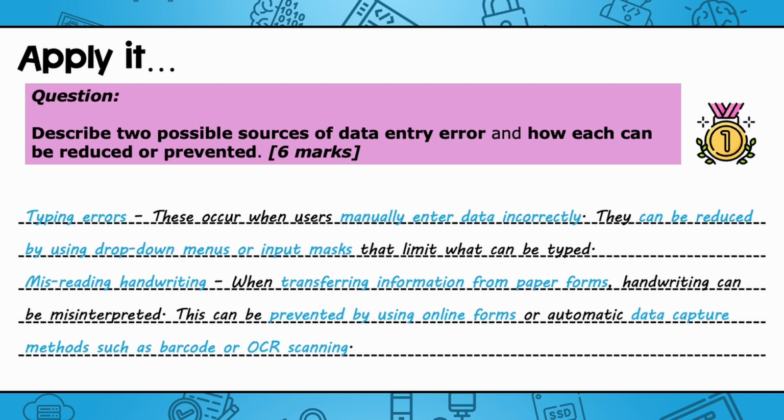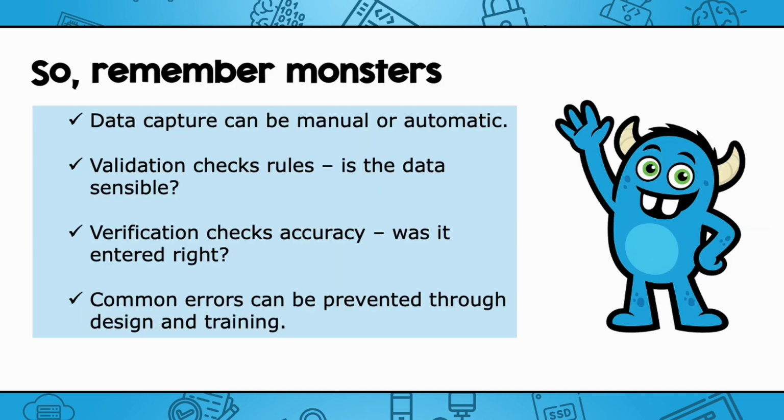Misreading handwriting, so our 4th mark, so it's our 2nd possible source of data entry error. So when transferring information from paper forms, handwriting can be misinterpreted. So there's our 2nd mark of that possible data entry one, so our 5th mark. This can be prevented by using online forms or an automatic data capture method, such as a barcode or OCR scanner for our 6th mark. So remember, data capture can be manual or automatic.